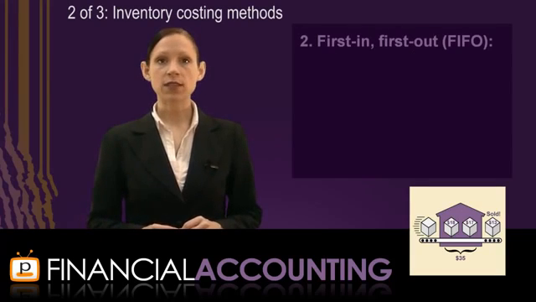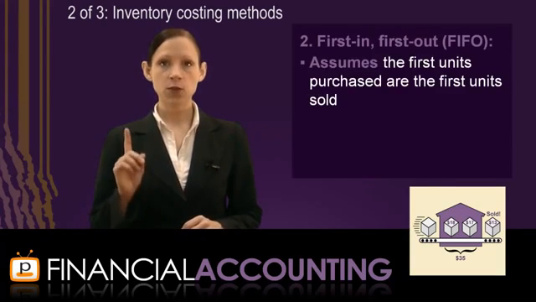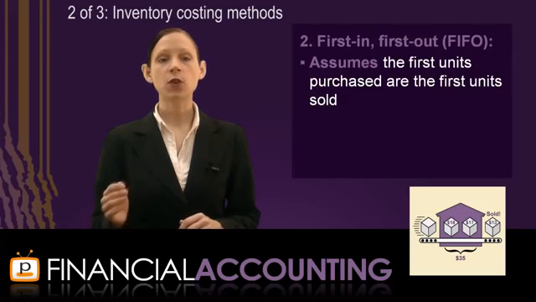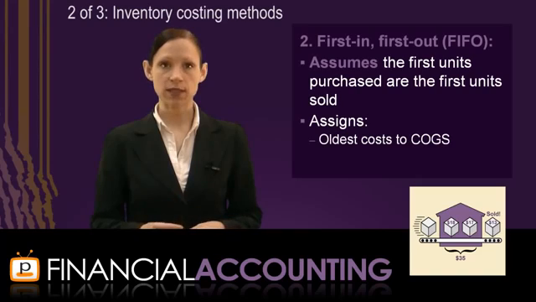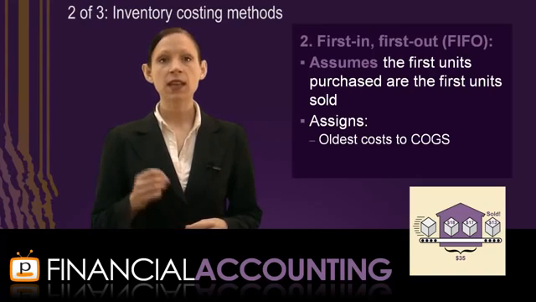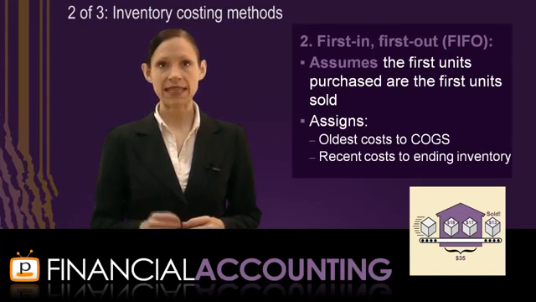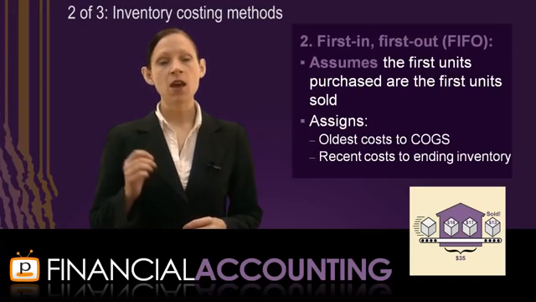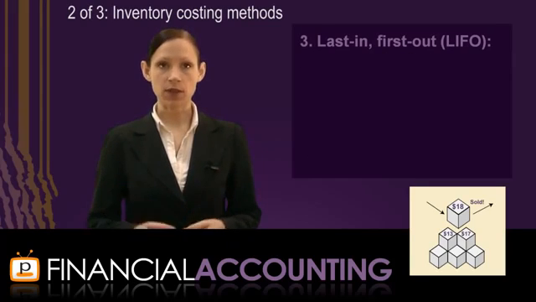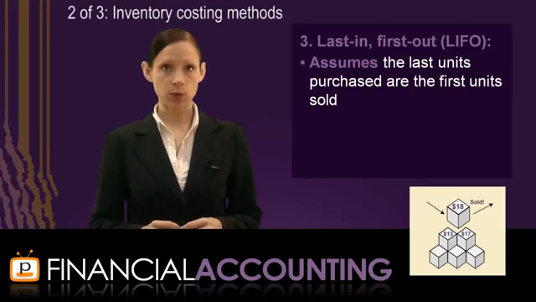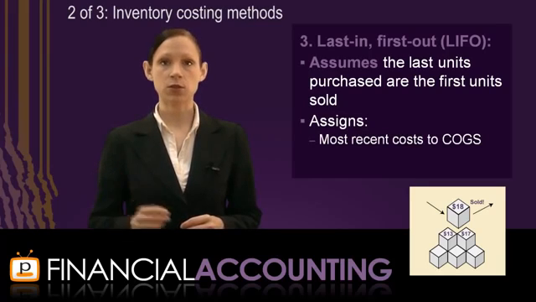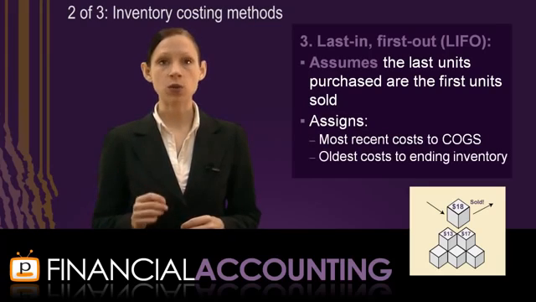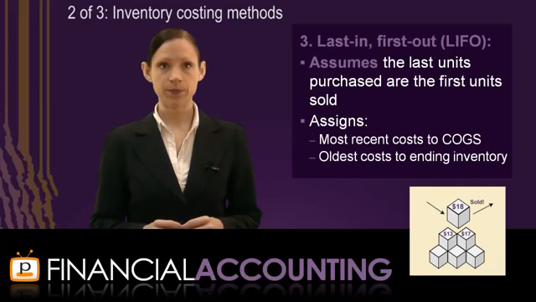The first in, first out, or FIFO method, assumes that the first units of inventory purchased are the first units to be sold. Therefore, at each sale, the cost of the oldest purchases are assigned to cost of goods sold, leaving the costs of the most recent purchases in ending inventory. The last in, first out, or LIFO method, assumes that the last units of inventory purchased are the first units to be sold. Therefore, at each sale, the cost of the most recent purchases are assigned to cost of goods sold, leaving the cost of the oldest purchases in ending inventory.